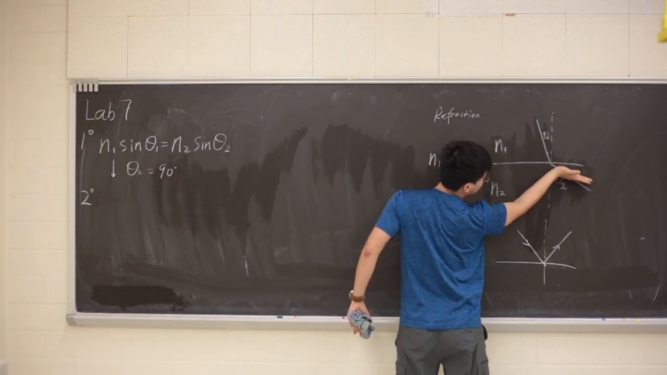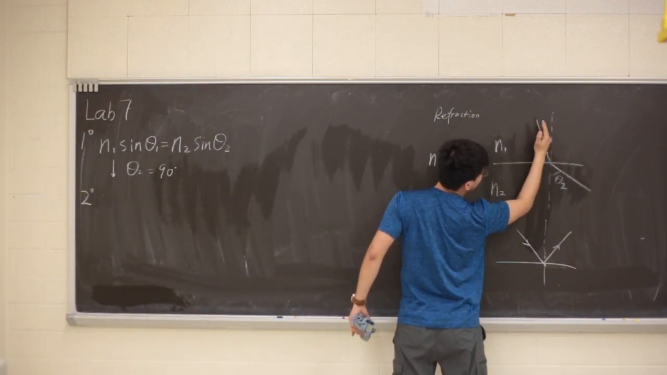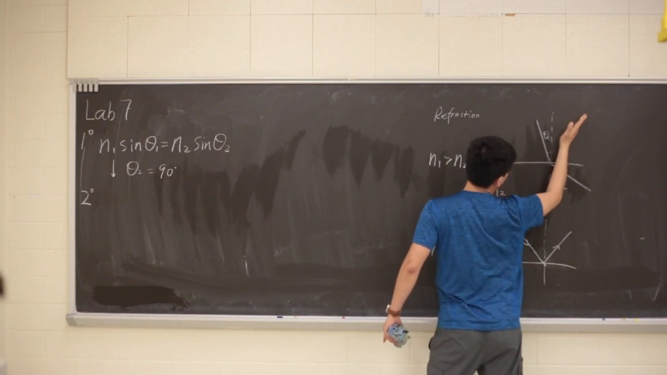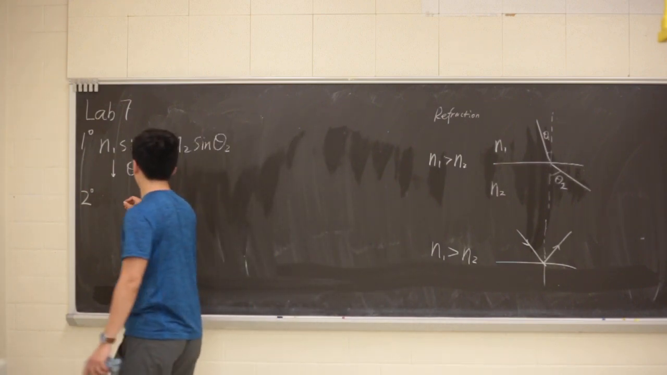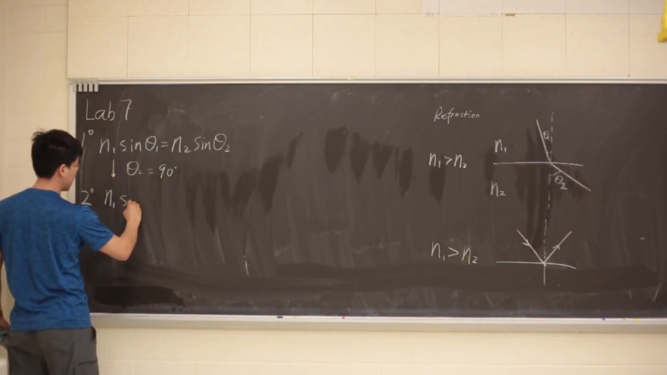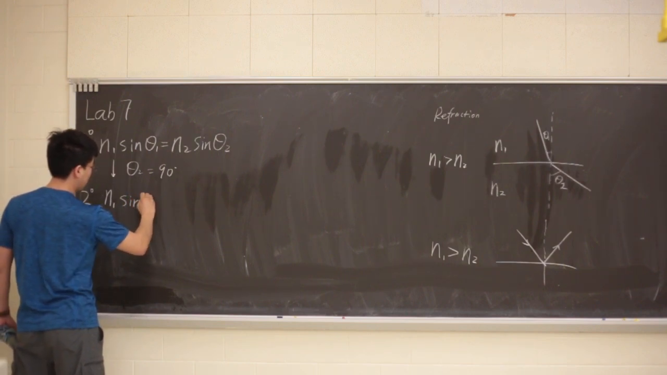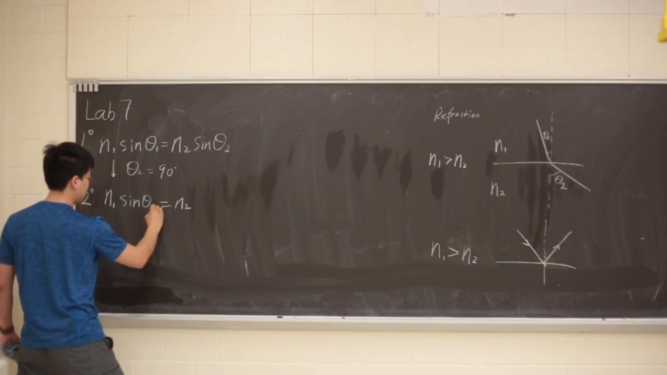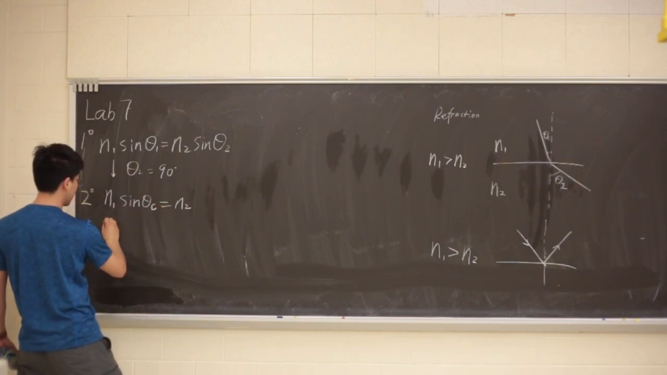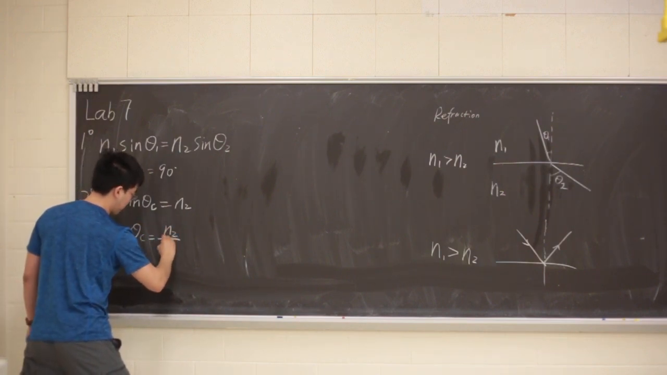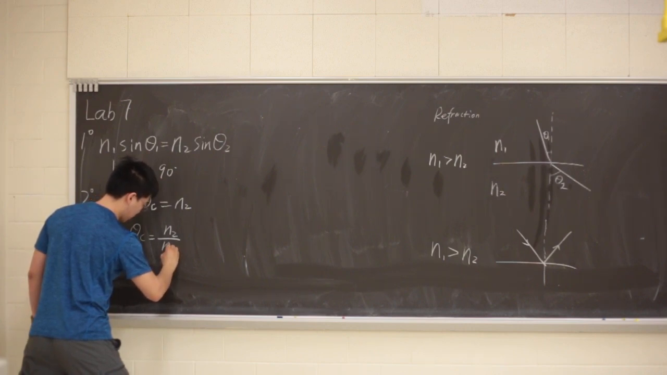It's the critical angle. Once the angle goes beyond that, almost all the light is reflected. So sine theta 2 is obviously 1. So theta 1 will be the critical angle. Then we have sine theta critical equal to N2 over N1.